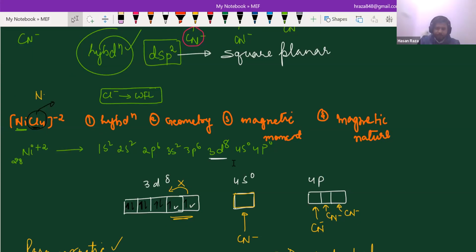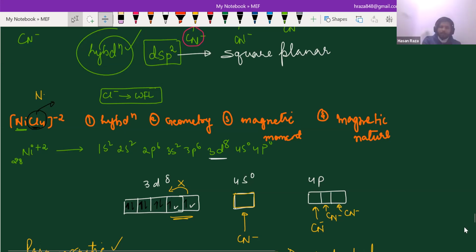So in the previous class, we were doing this VBT, right? In which I told you that if a strong field ligand is there, then pairing will take place. And if a weak field ligand is there, then pairing will not take place. And you have done some questions on this, right? Yes, sir.